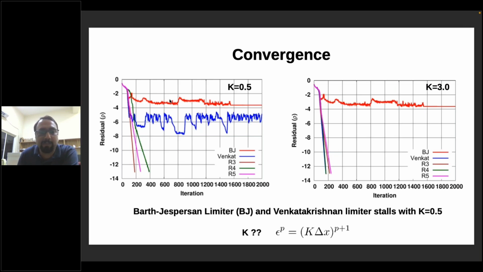So here you can see both BJ limiters, in most of the cases, don't do a good job, and it is expected also due to the nature of it. And with the Venkatakrishnan limiter, we have a lot of oscillation, but the RP ones have all converged to machine epsilon. And with K equal to 3, all of them, except BJ, converge.